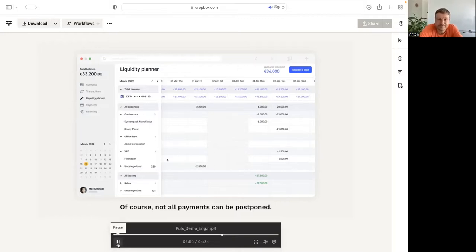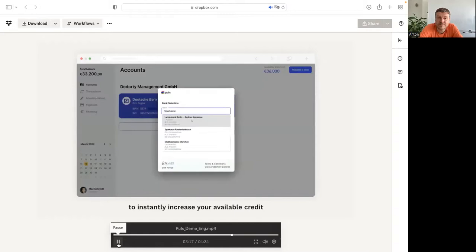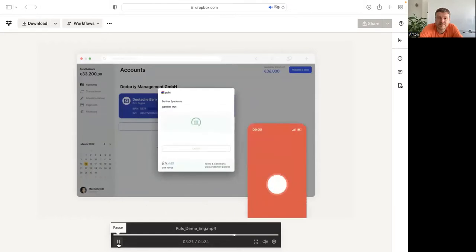Not all payments can be postponed. Tax payments, for example. You can use the available credit line to close a cash gap in cases like this. But what if the available credit limit is no longer enough to cover expenses? Don't panic. It's possible to instantly increase your available credit by adding another business account.